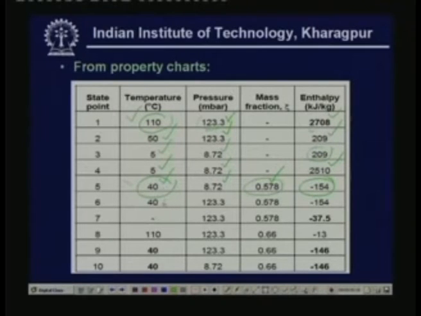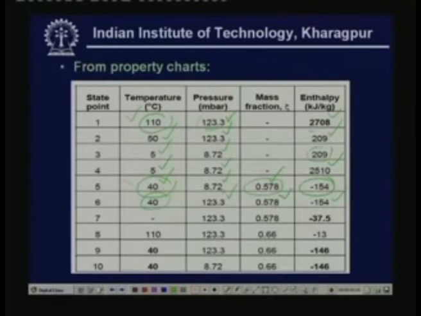Now, point 6 is nothing but the exit of the solution pump, and if you assume that the solution pump work is negligible, then the enthalpy remains the same as the inlet enthalpy. That is the reason why we have taken enthalpy as minus 154, and the pressure will obviously be the condensing pressure, that is 123.3, and there is no mass transfer.